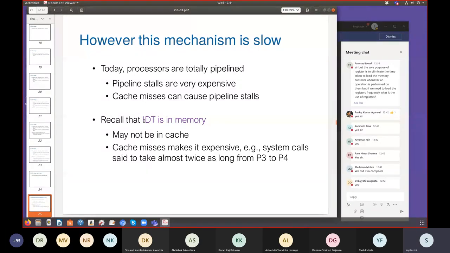The problem is that the IDT is in memory. Remember what we discussed a few slides back? The IDT is in memory, and there is an IDTR register which holds the starting address. Since the IDT is in memory, it may not be in the cache. That page may have been replaced, who knows? And if so, the cache miss makes it very expensive, with every instruction getting delayed due to pipelines. So in modern processors, this is a problem which the designers started facing: the IDT is in memory and may not be in cache at a certain point. Therefore, if there is an interrupt call and the IDT is not cached, it leads to a cache miss.